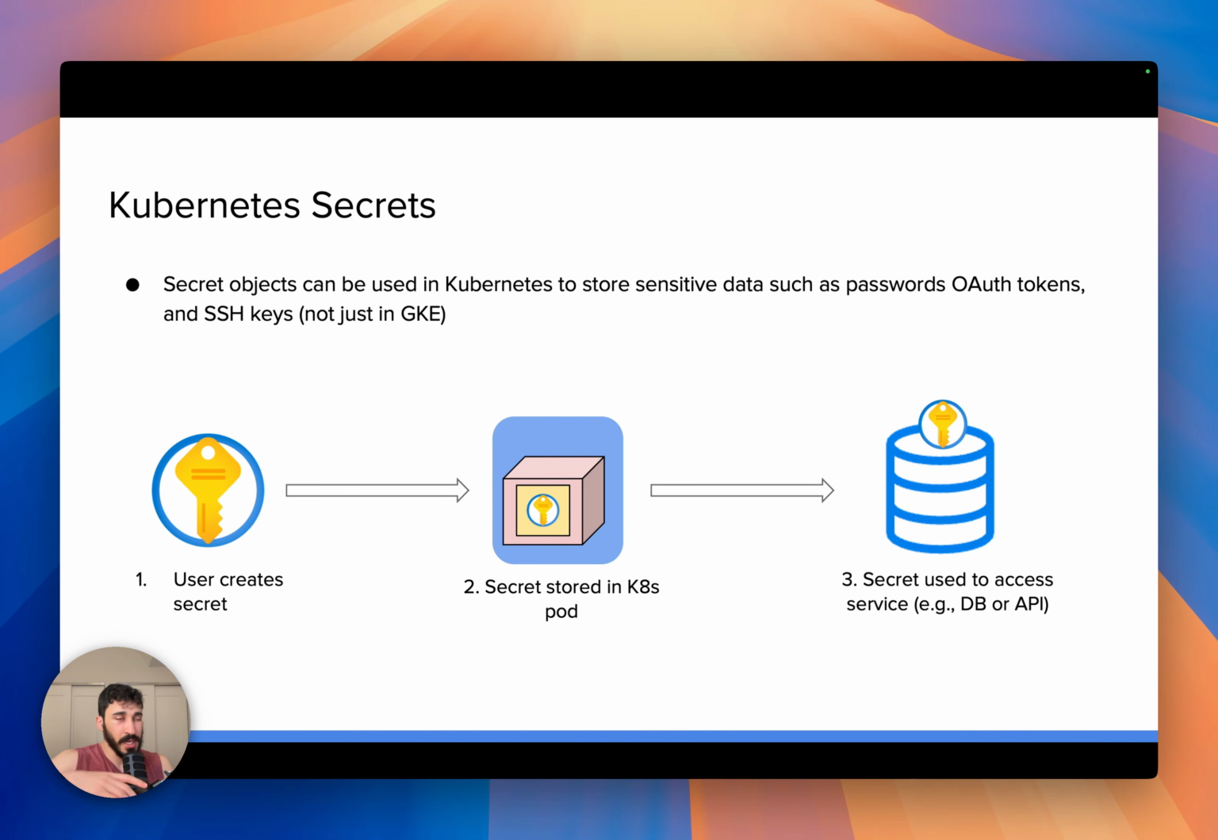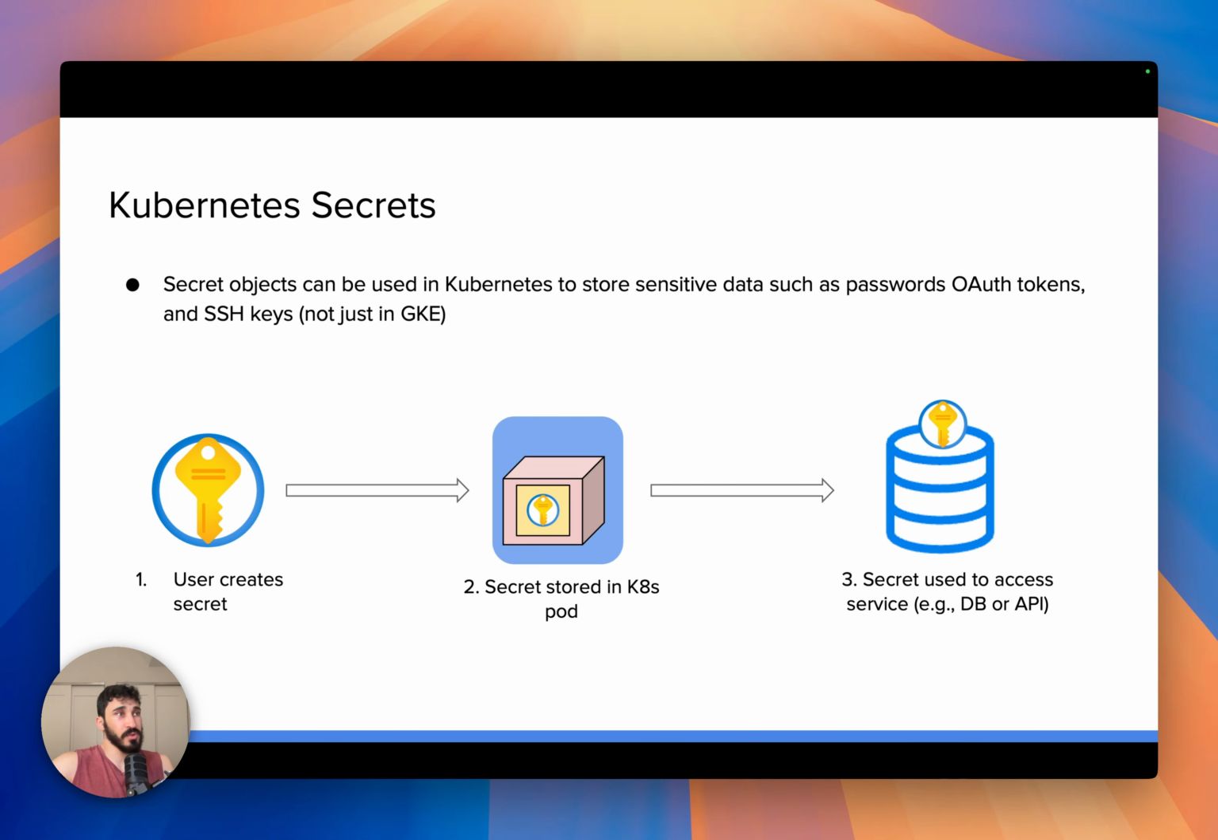Now let's talk about Kubernetes secrets. So in Kubernetes, secret objects can be used to store sensitive data, such as passwords, tokens, SSH keys. These are not limited to Kubernetes Engine. They are actually a fundamental part of Kubernetes itself. So if you're using Kubernetes elsewhere, not just on Google, this is a thing.